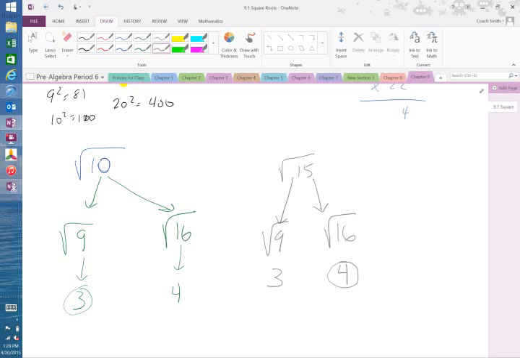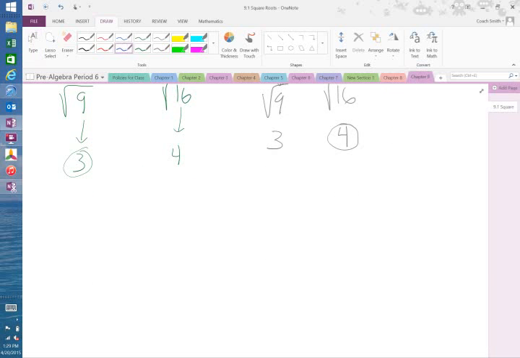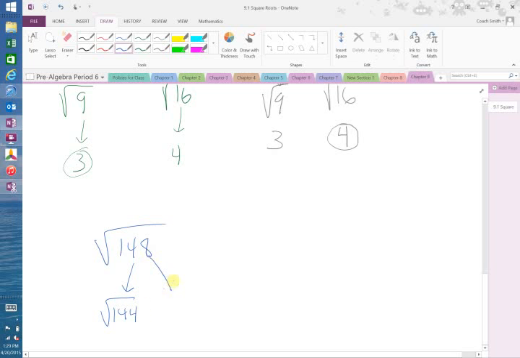Okay, so that's when they tell you to approximate. Now, the ones they're going to give you are going to be harder than that. Okay, but it's still the same. Let's say they said the square root of 148. Okay, well, the square root of 148 is close to the square root of 144 and the square root of 169. Why didn't you use 11?